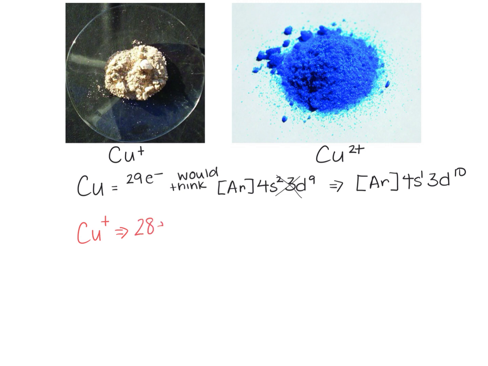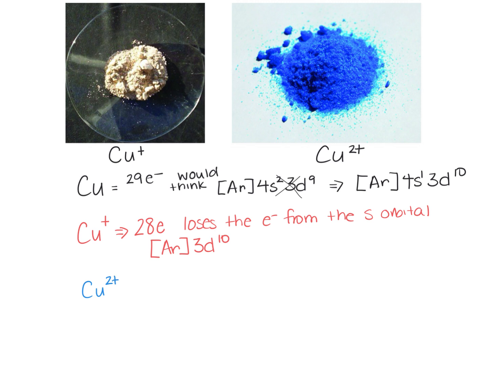Now, when we have copper plus, it has lost an electron. So now it only has 28 electrons. It loses the electron from the s orbital that's after the noble gas configuration. So copper plus is now argon 3d10. Copper 2 plus only has 27 electrons, so now we have to remove one other electron, and it is argon 3d9.